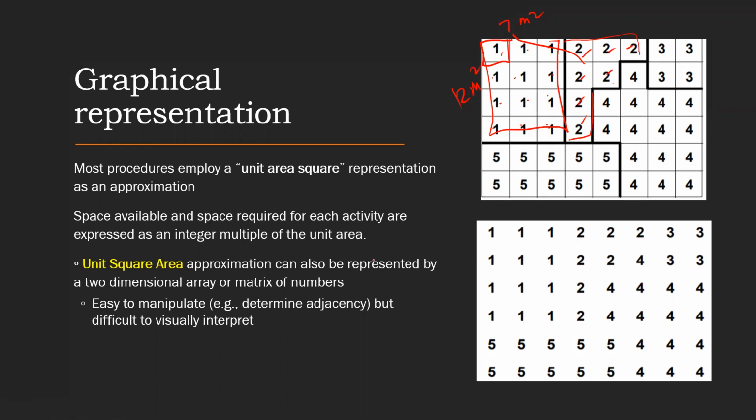Unit area approximation can also be represented by a two-dimensional array or a matrix of numbers. Ito po yung array or a matrix of numbers. Itong matrix of number, medyo komplikado. Kaya po kami, mas piniprefer namin yung may grid lines dito. Kasi halimbawa ito, titingnan mo, ito yung area niya. Compare mo dito. So mas madaling ma-identify kung may squares na. Madaling ma-measure.